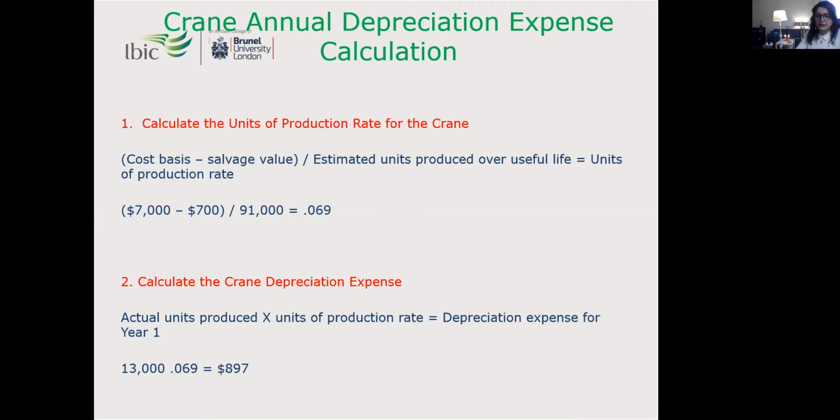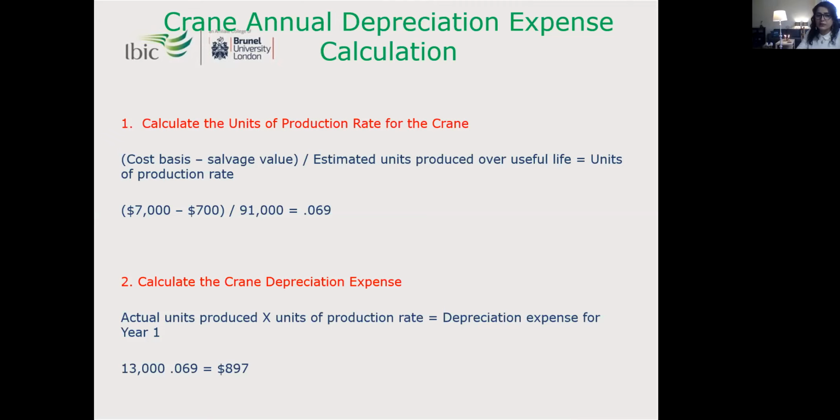So for solving the crane problem, again, we need to subtract the salvage value from the cost basis over estimated units produced over useful life. The unit of production rate can be calculated based on this. So we have the base cost, and then we have a salvage value for the crane, and then we have the estimated units produced over useful life, which at the end gives us a 0.069 unit of production rate.